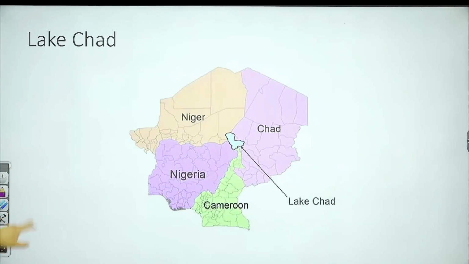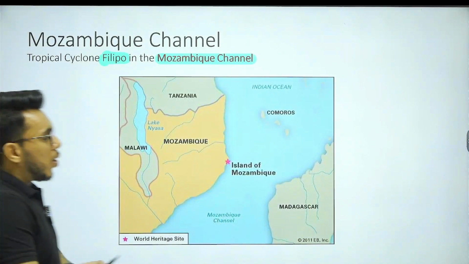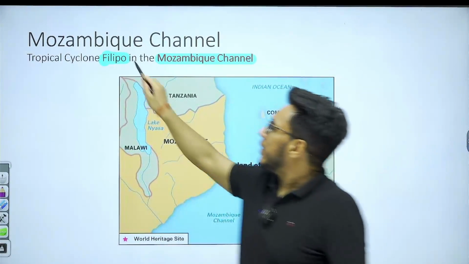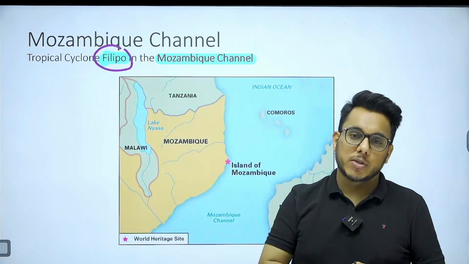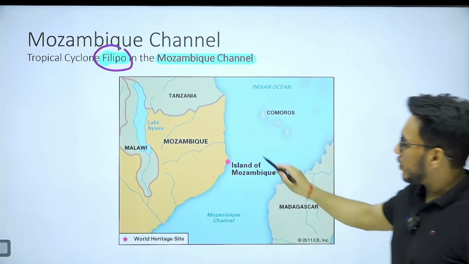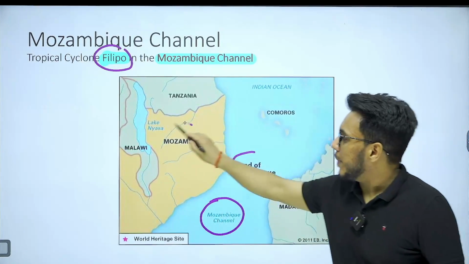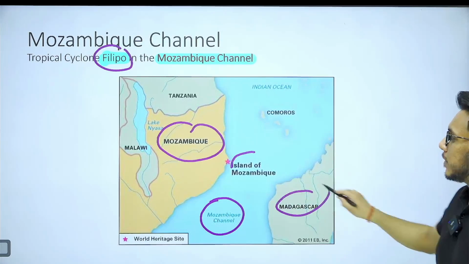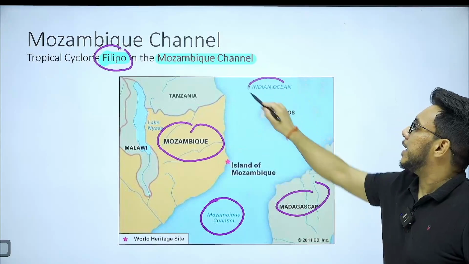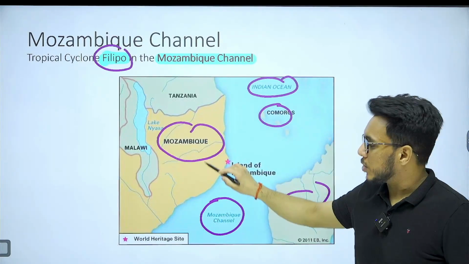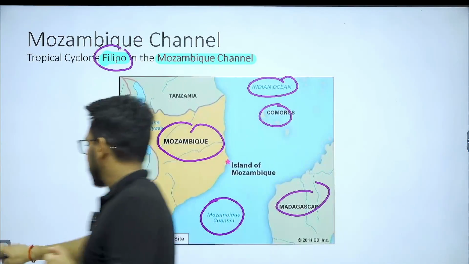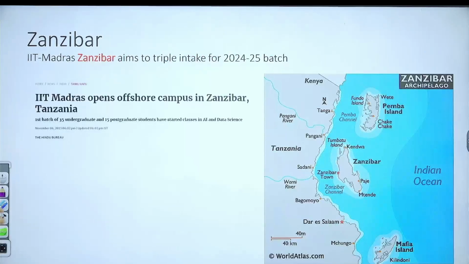Okay, moving on to the next one. Recently the Mozambique Channel was also in the news. Why? Because of Tropical Cyclone Filipo, the Mozambique Channel was in the news. Now, the Mozambique Channel is located between Mozambique and Madagascar. So here we have the Indian Ocean, Comoros, Mozambique, and Madagascar. Fine.